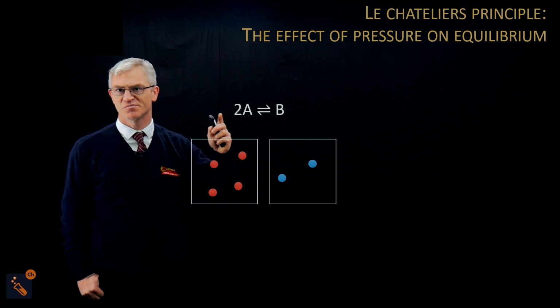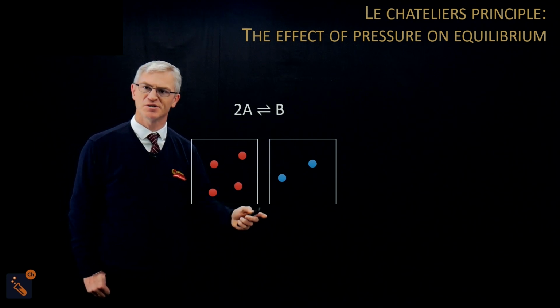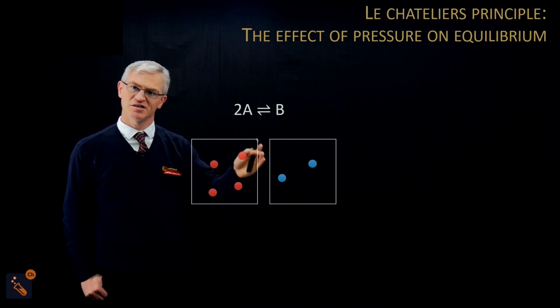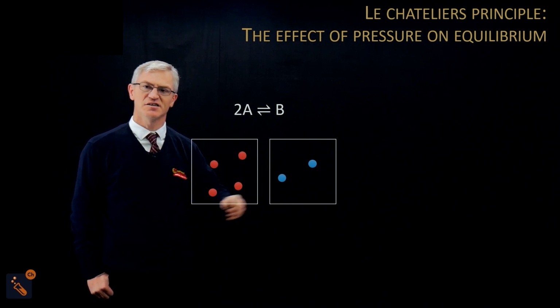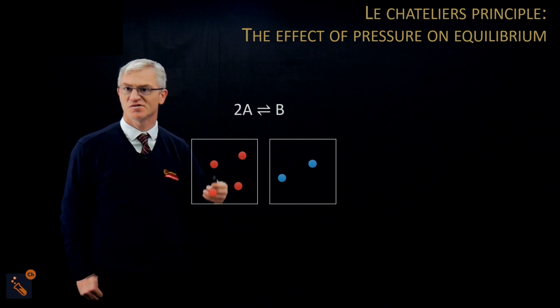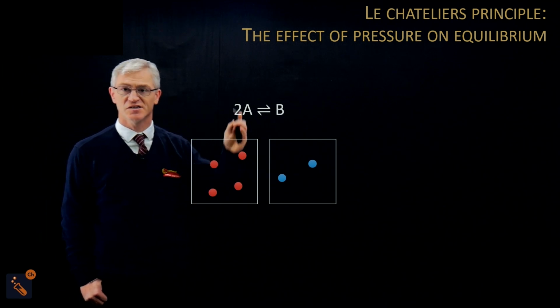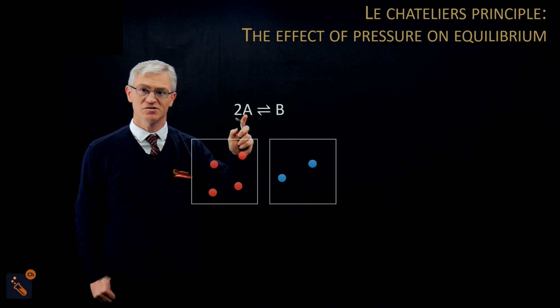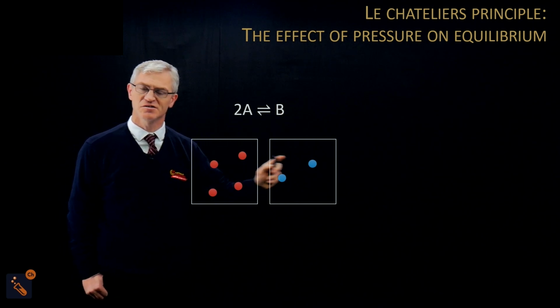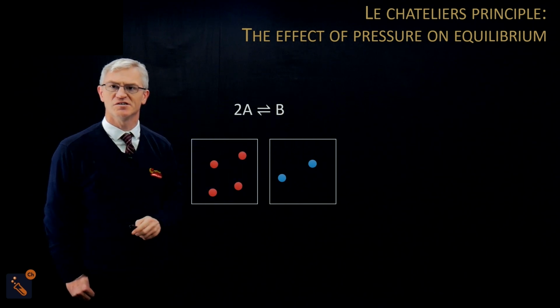Now, obviously this would be in the same container, but for simplicity, we're going to say if it was just A, it would look like this, and if it was just B, it would look like this. And we've just chosen an amount of particles in the ratio in the equation. So the stoichiometry of the equation is 2 to 1. So we've got 4 here and 2 here, so it's a 2 to 1 ratio.